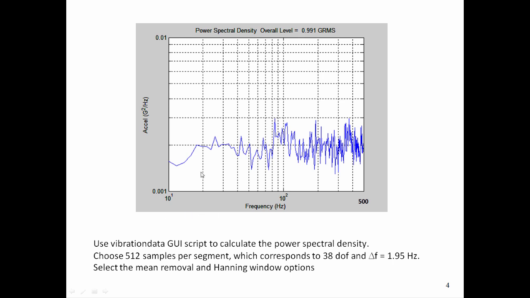So what we've done in this case, now as you recall from our previous unit, every time we convert a time history to power spectral density, then we have to make some decisions as to how to process the data. And in this case, we chose 512 samples per segment, and that corresponded to 38 degrees of freedom with a delta F, that's the frequency step or frequency increment, of approximately 2 hertz. And this had both the mean removal and hanning window option selected.